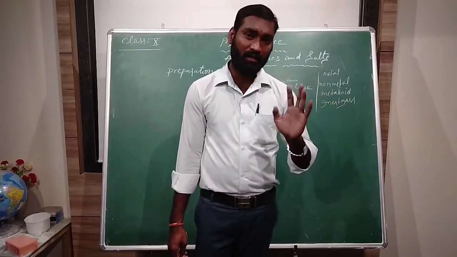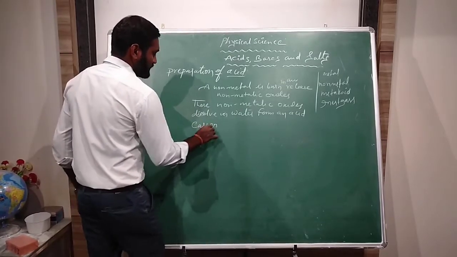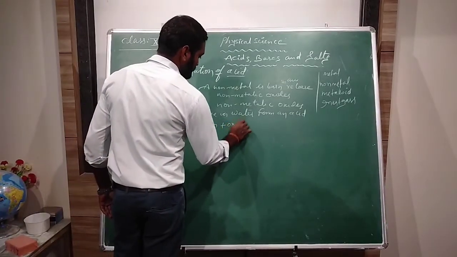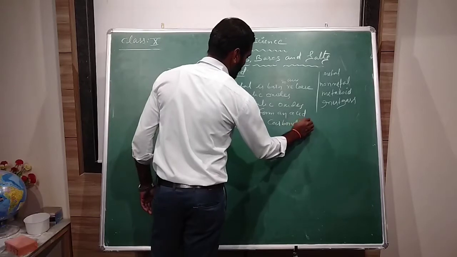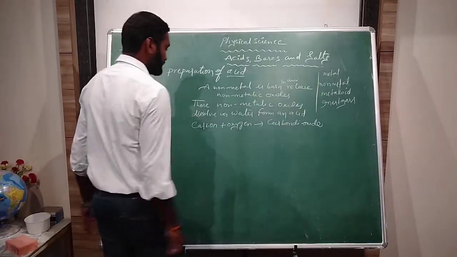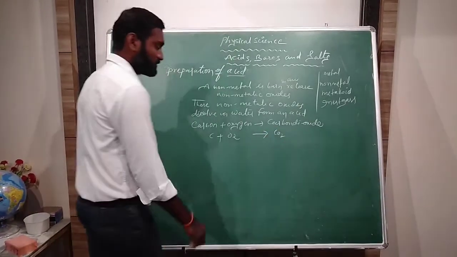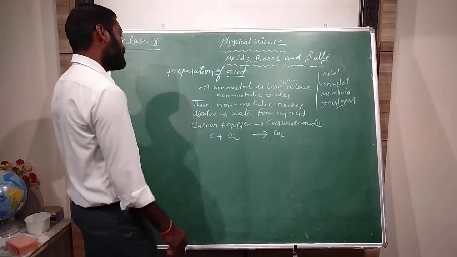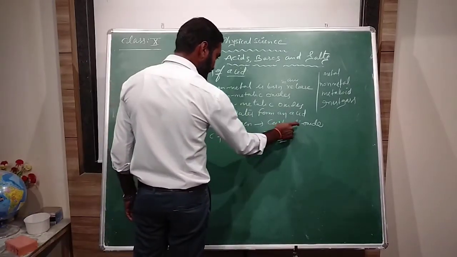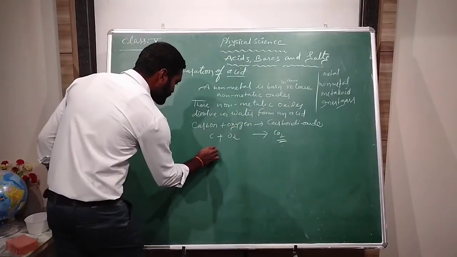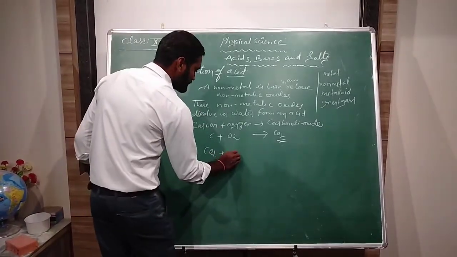Give some examples of non-metals: carbon and sulfur are the best examples. Take carbon. Carbon is burned in the presence of oxygen and releases carbon dioxide: C plus O2 gives CO2. This is a non-metallic oxide. Non-metal plus oxygen gives a non-metallic oxide, CO2. This CO2 dissolves in water.